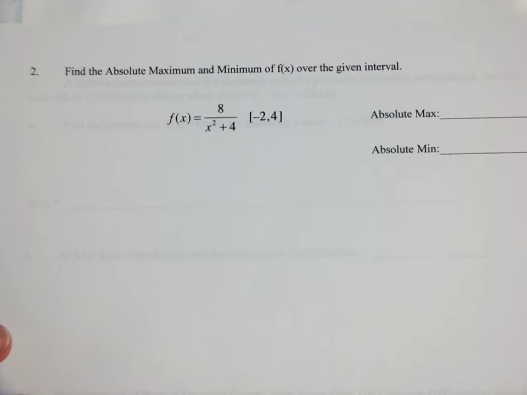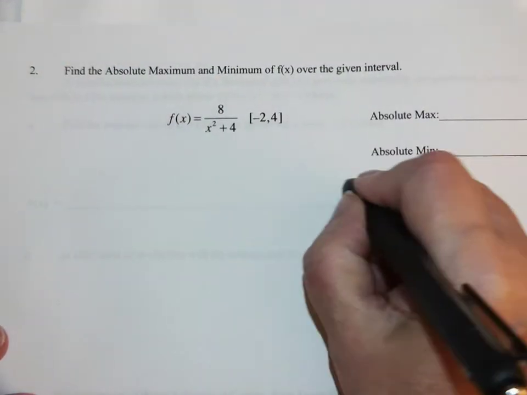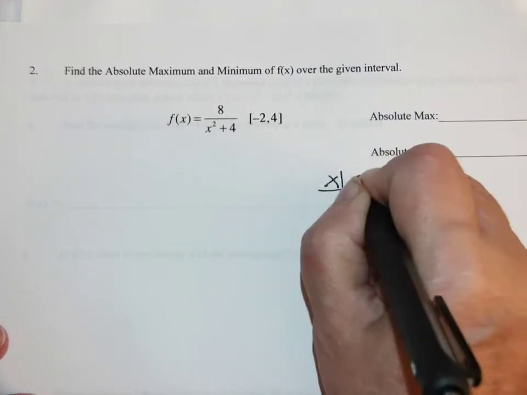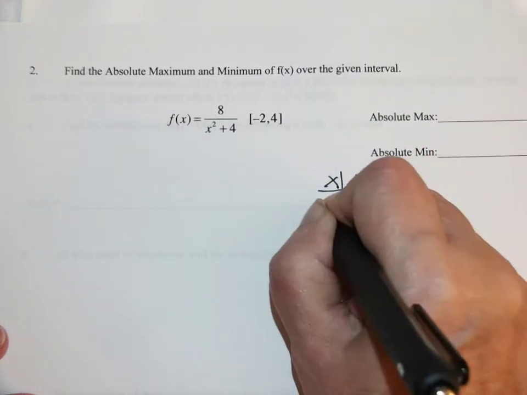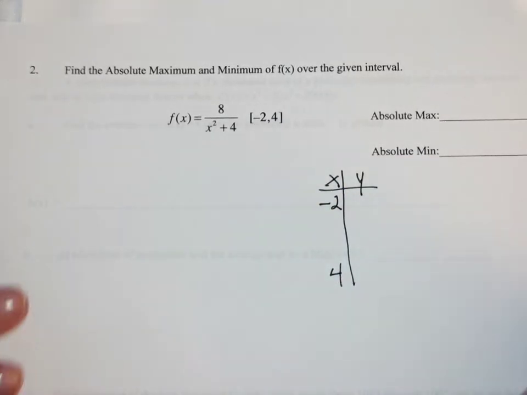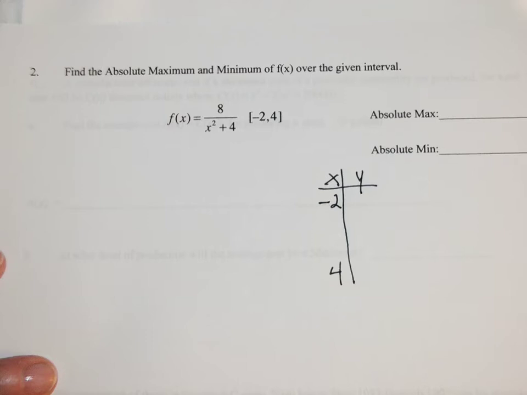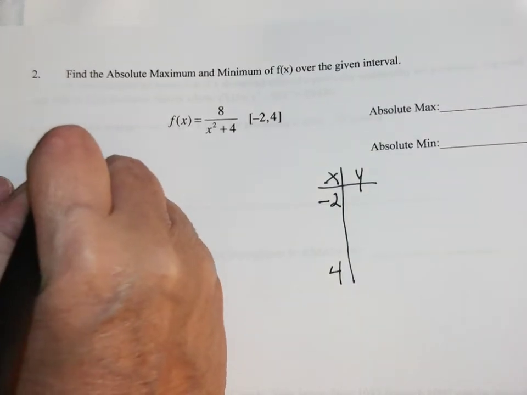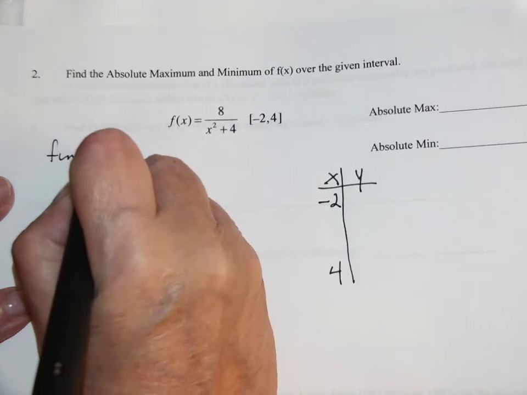The absolute maximum and minimum over an interval. First thing I do is I draw my t-bar chart, and my interval is -2 to 4. I'm only interested in numbers between -2 and 4. So the first thing I have to do is find my critical numbers.